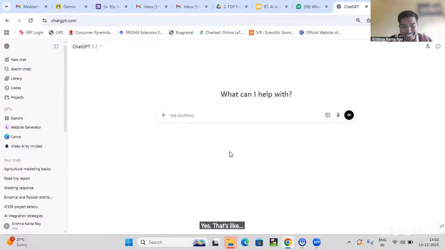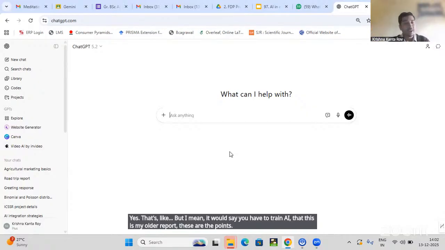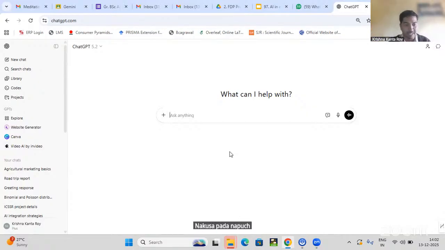आपका पुराना रिपोर्ट है ना सर, पुराने रिपोर्ट से you have to train AI. That this is my older report. These are the points. NAC को सब पता है. अगर आप पूछोगे, just try one thing. Do you know all the 7 criteria and the questions? It will say, yes, I know.